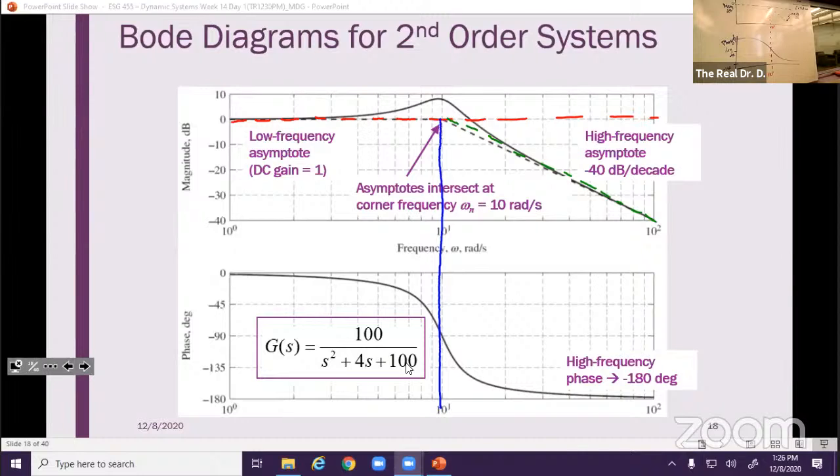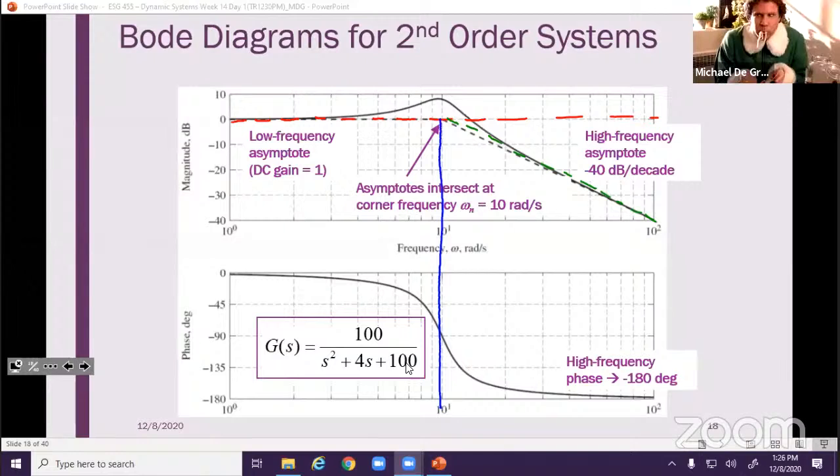What if you had higher than a second order system? Well, third order system, every time you add an order, you increase the amount of phase that's possible by minus 90 degrees. So if you had a third order system, you'd have minus 270, fourth minus 360, and so on and so forth. Okay.